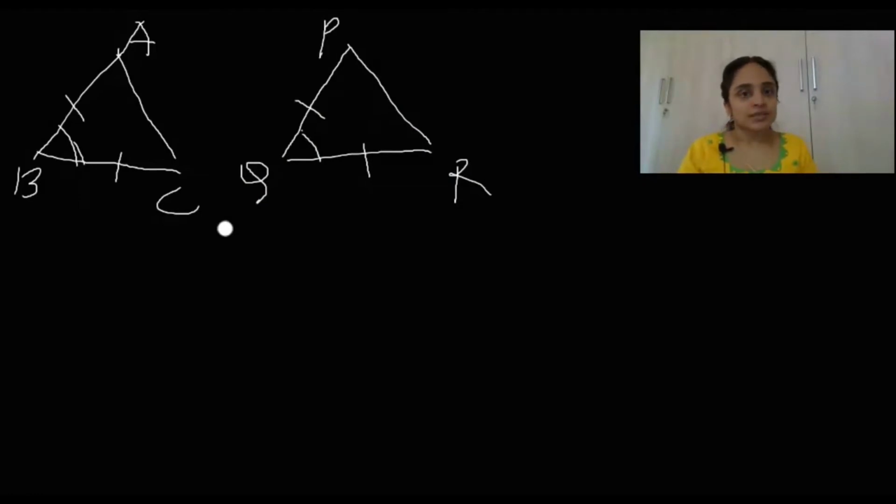The SAS congruence rule states that if two corresponding sides of a triangle are equal, that is, AB is equal to PQ and BC is equal to QR, and angle B is equal to angle Q, that is, the angle included between the equal sides is equal, then these two triangles are congruent. That is, AC will be equal to PR, angle A will be equal to angle P, and angle C will be equal to angle R.